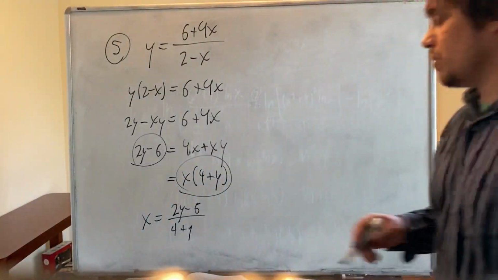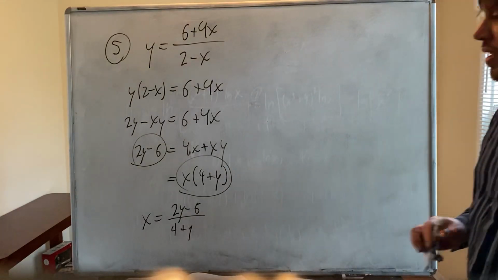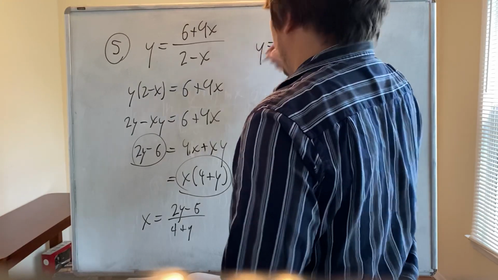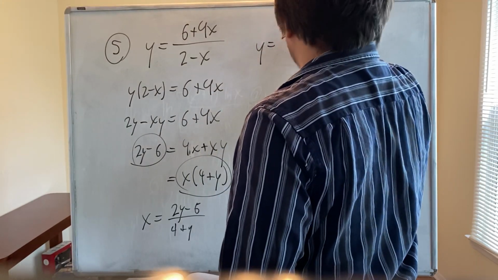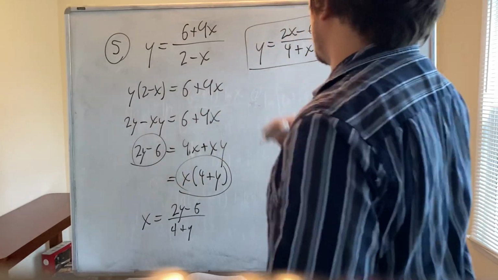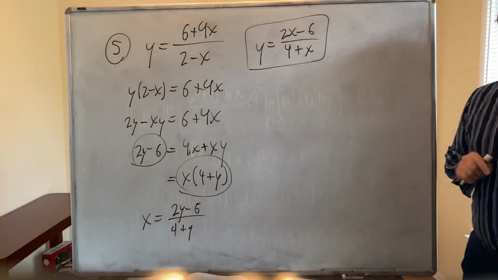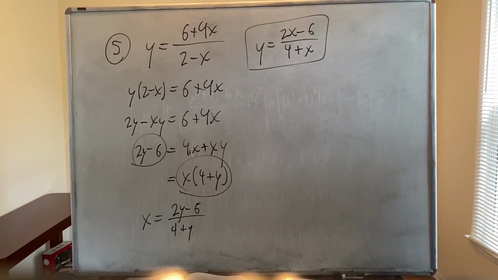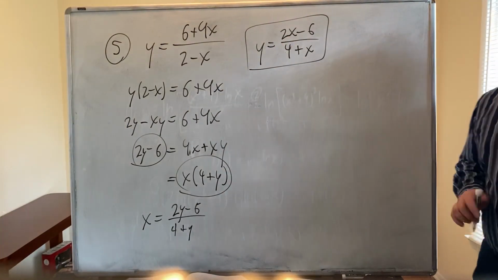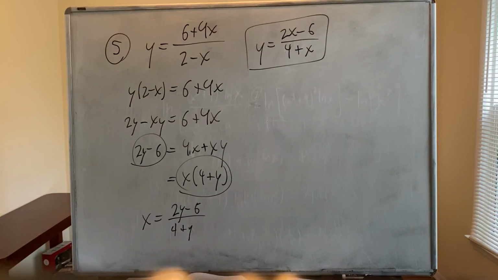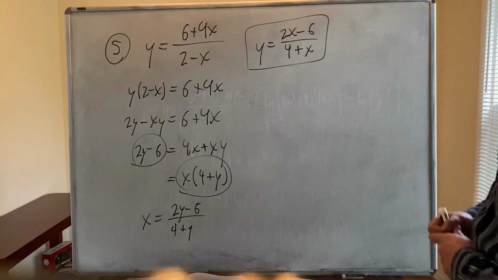Okay, so x is equal to (2y minus 6) over (4 plus y). I've solved for x explicitly in terms of y. Switch x and y. y is equal to (2x minus 6) over (4 plus x). When you switch x and y, the new y is f inverse of x. f inverse switches the x and y coordinates. And so when you switch the x and y coordinates here, the new y is the y of the inverse function. All right, so that is f inverse of x.